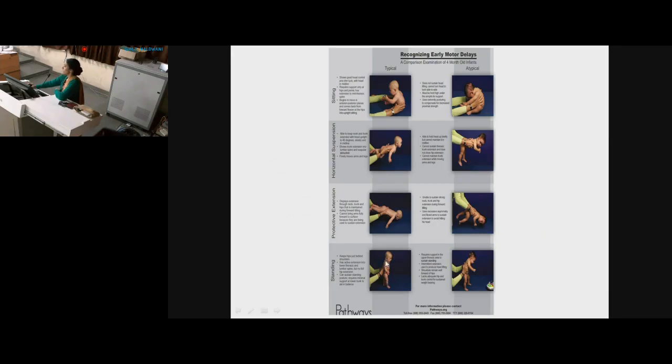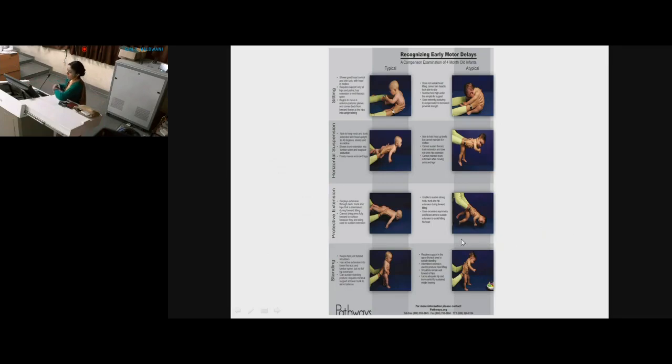Similarly, when you put the child in standing position, this child has good neck and back control. He's holding his shoulders at the same level as the buttocks, and his feet are close together. And look at this child. He is not able to hold his neck and buttocks. He has to be held from here. And he doesn't have good body control.